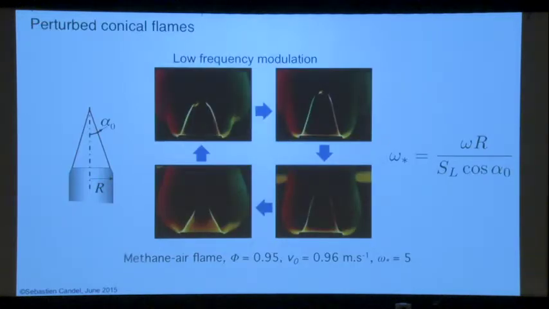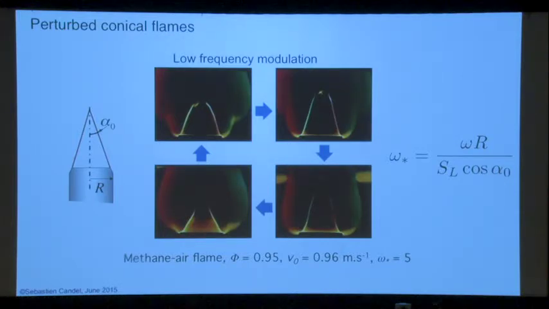So, for example, in the low frequency with the conical flame, using Schlieren, this is what you see. So what we use as a frequency, a reduced frequency, is omega times the radius of this burner divided by the burning velocity of the flame. And this is the angle, cosine alpha 0, the half angle of the flame.